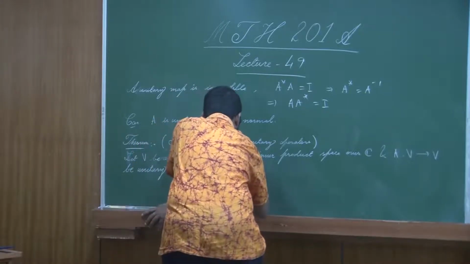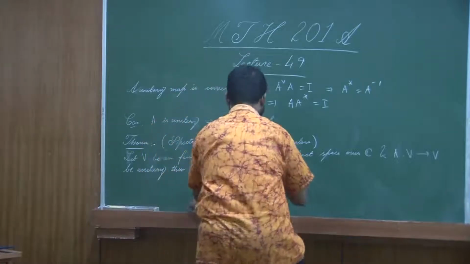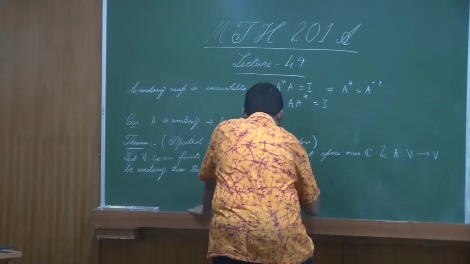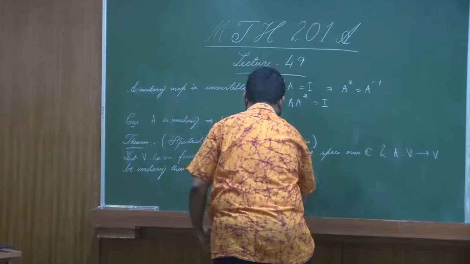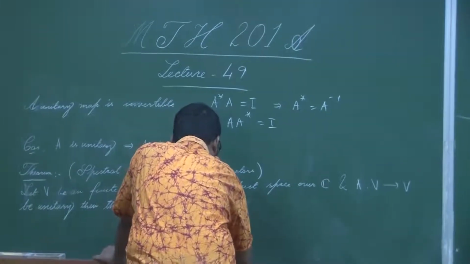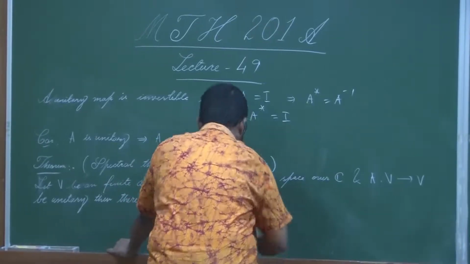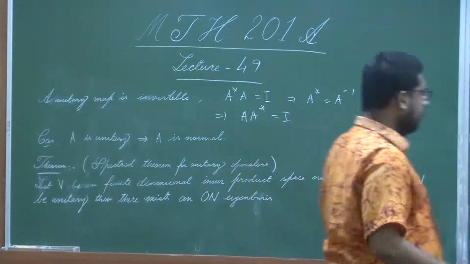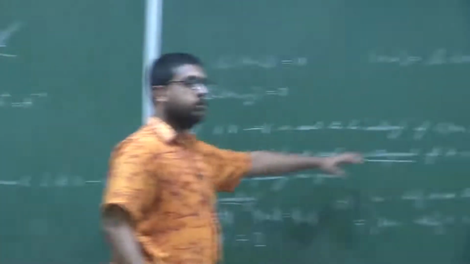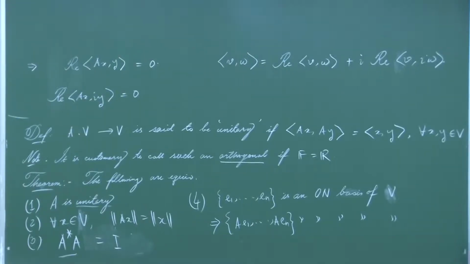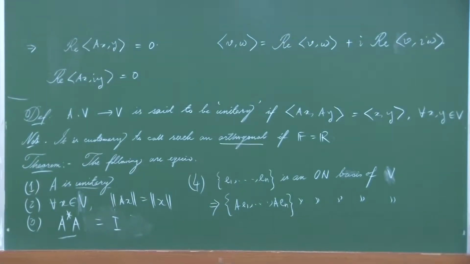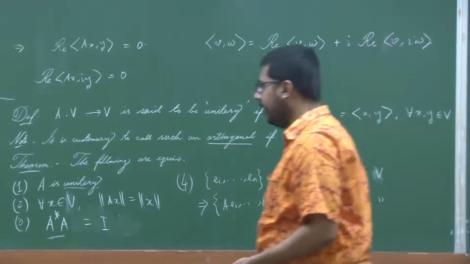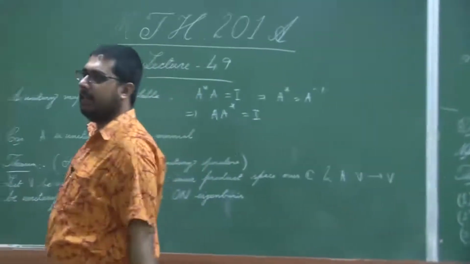an orthonormal eigenbasis. Okay. So, given a unitary map, that is a map on a finite dimensional vector space over C satisfying one of these equivalent properties, it has an orthonormal eigenbasis, that is, you have an orthonormal basis with respect to which, if you write down the matrix of A, you will get a diagonal matrix.